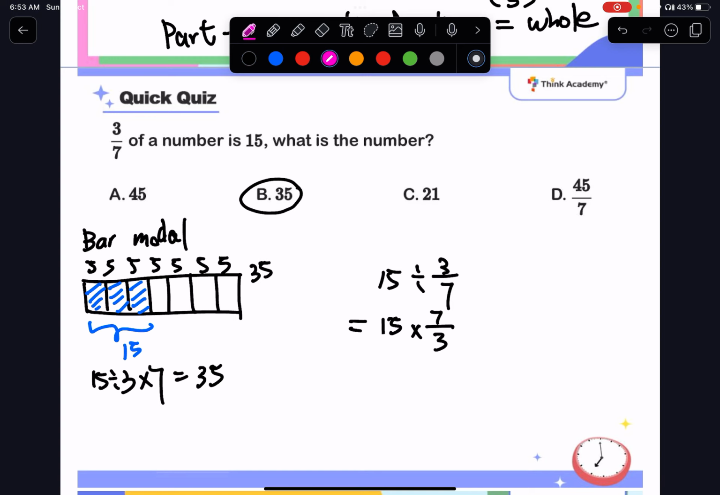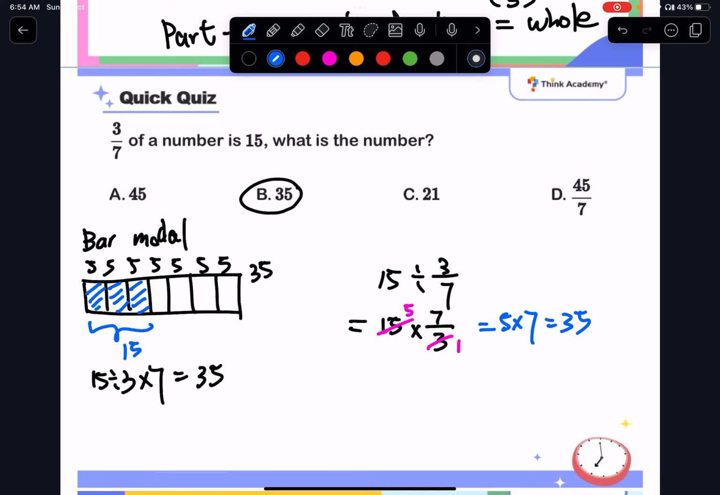After that, you can do the calculation. 3 and 15 can be cancelled out. 3 becomes 1, 15 becomes 5. So it is just 5 times 7 equals 35. You will get the same answer. Get it? So basically, this is how you find out the whole from a part. And we also learned how to find out the part from the whole as well. Okay, so I want you to be really familiar with that before the lesson.